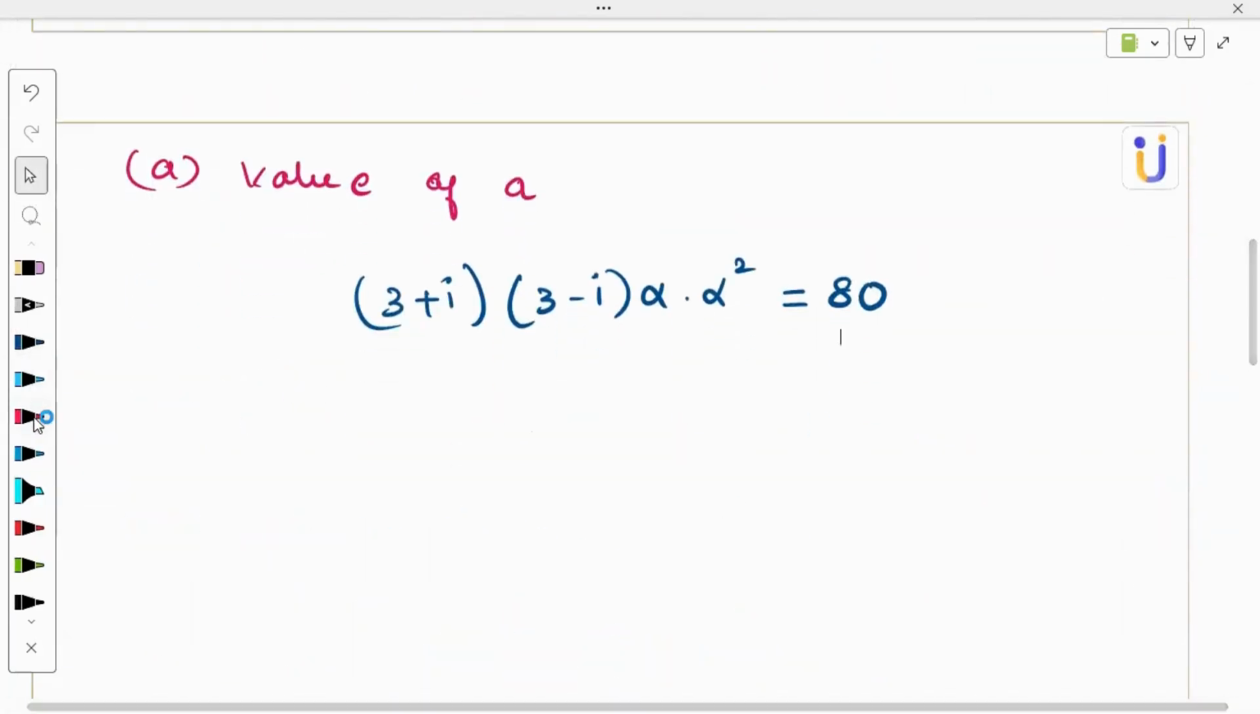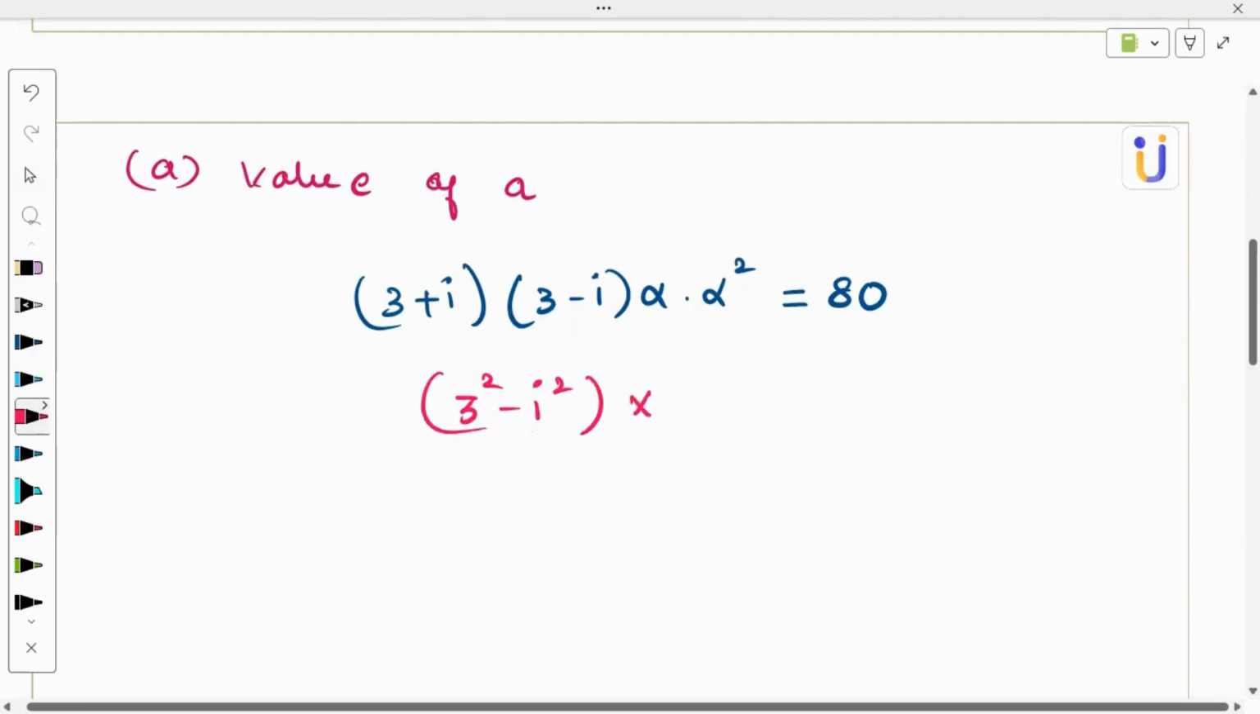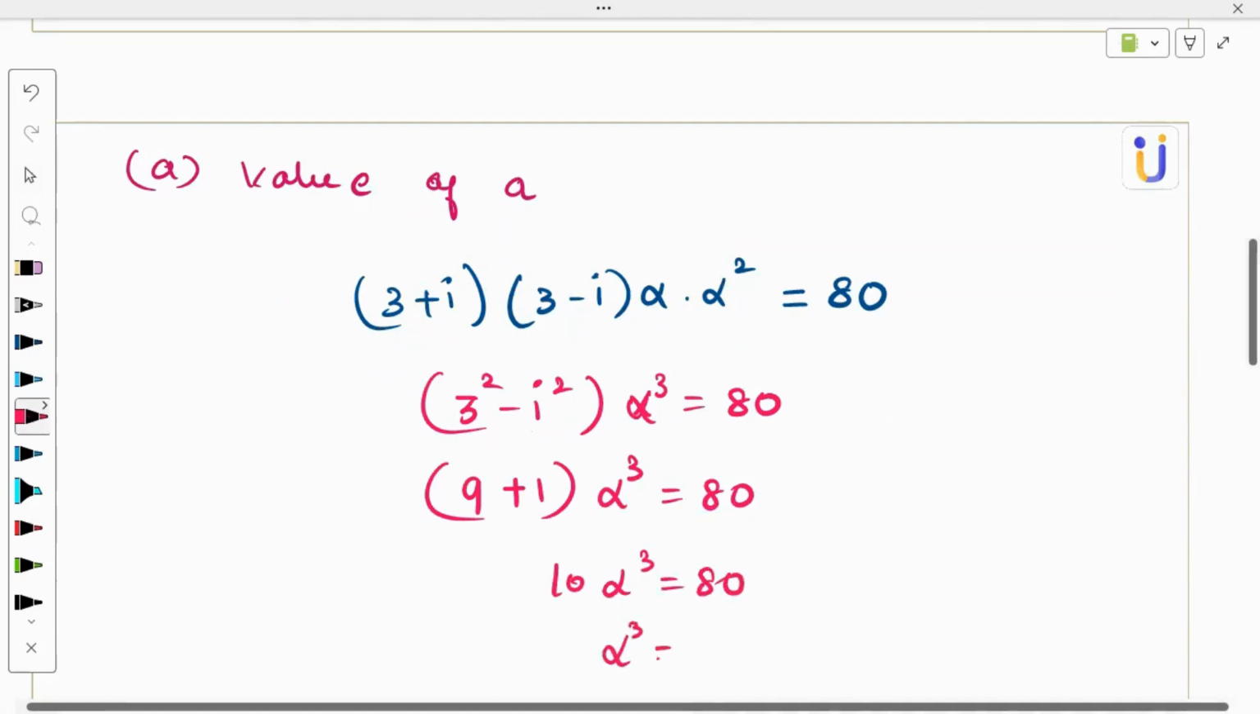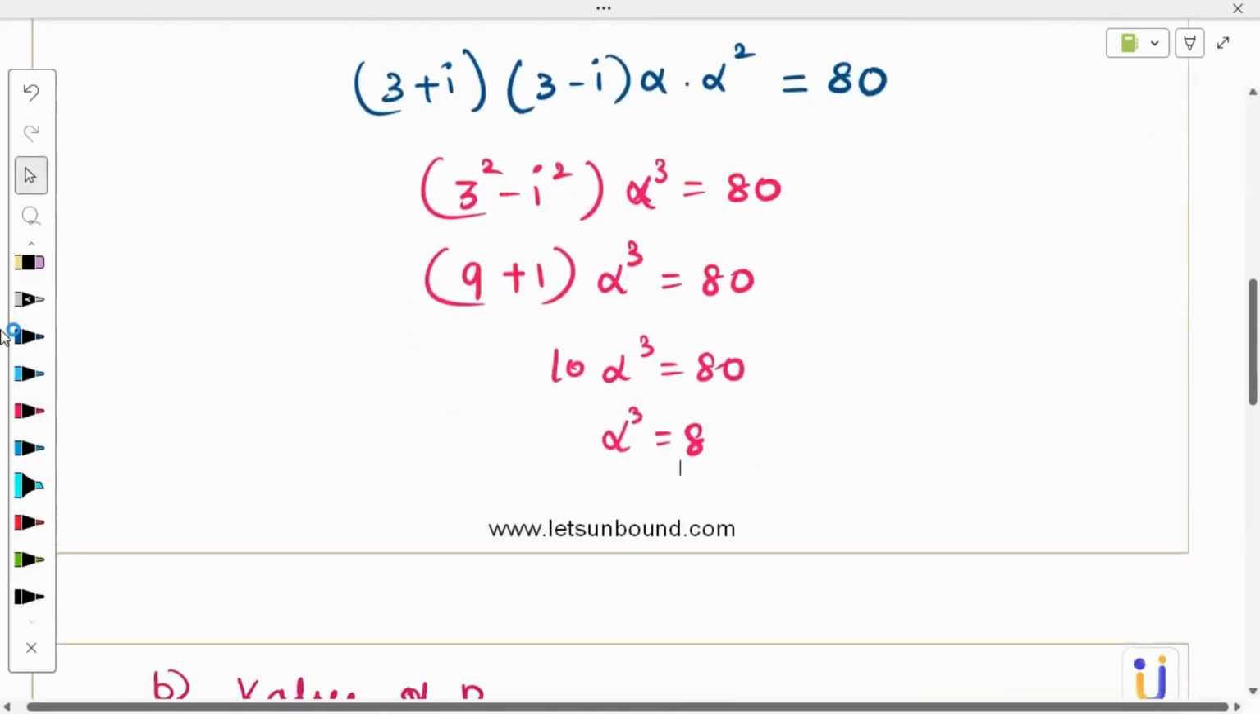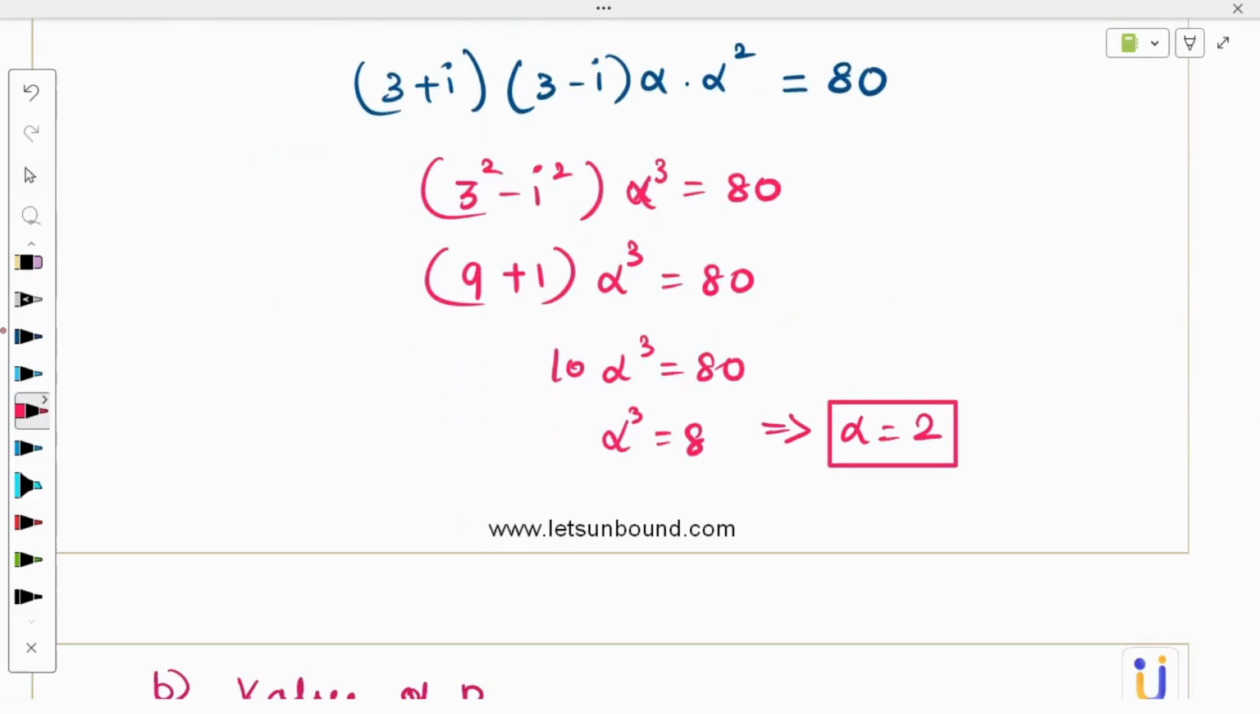We need to simplify this. 3 plus i into 3 minus i is 3 square minus i square, times alpha cube equal 80. 3 square is 9. Minus i square is minus 1, so it will go plus 1. 10 alpha cubed equals 80. And alpha cubed is going to be 8. It's very easy, simple cube root. This implies alpha equals 2. That's simple. We got the alpha value.